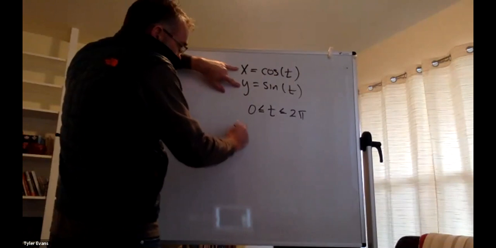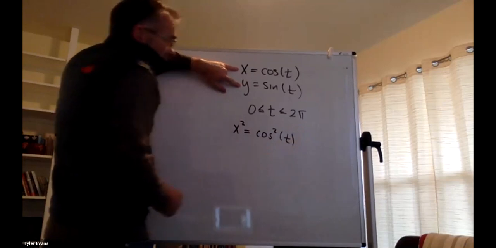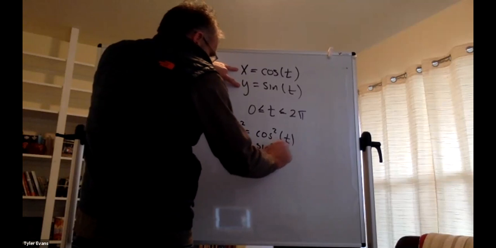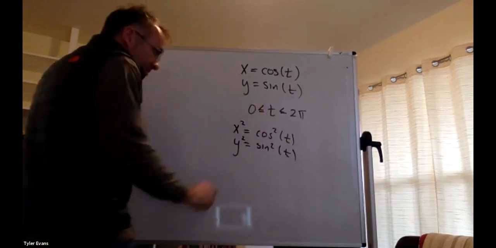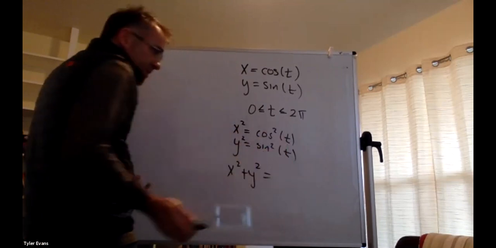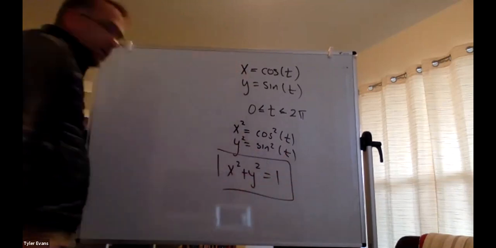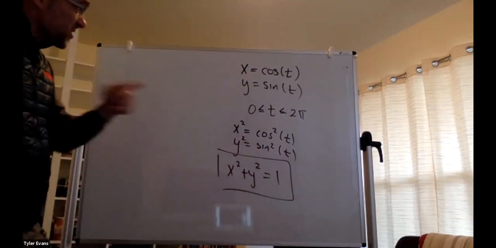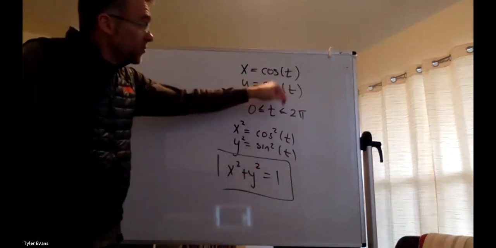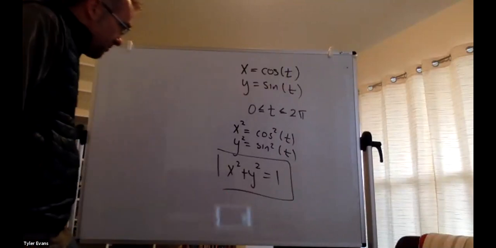If I square both of these equations, so if x is cosine, well, x squared is cosine squared, same for y. And if I add them together, well, I get cosine squared plus sine squared, but cosine squared plus sine squared is 1. So we've eliminated the parameter not by solving for t. It's a different method. We did it by taking advantage of some identity. And with sines and cosines, I always want to try to take advantage of this identity.